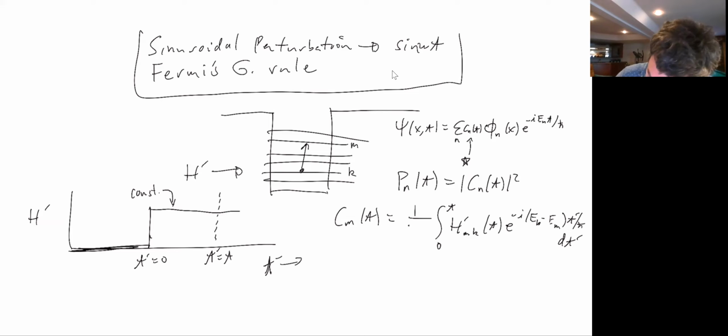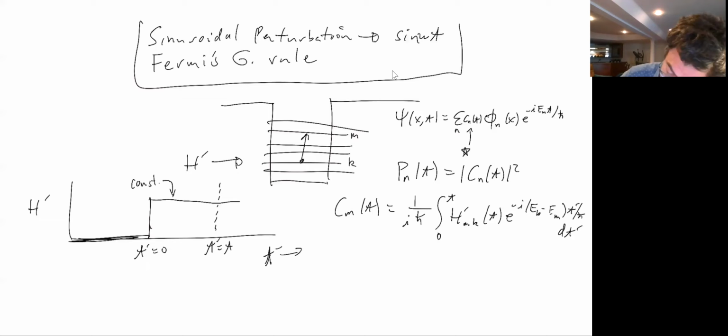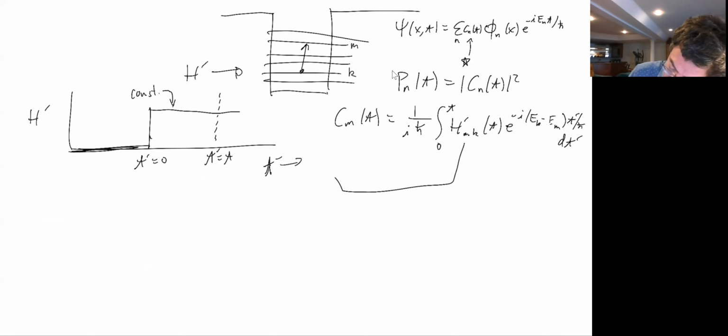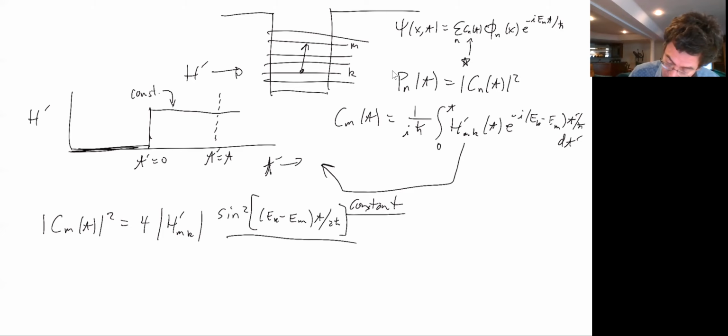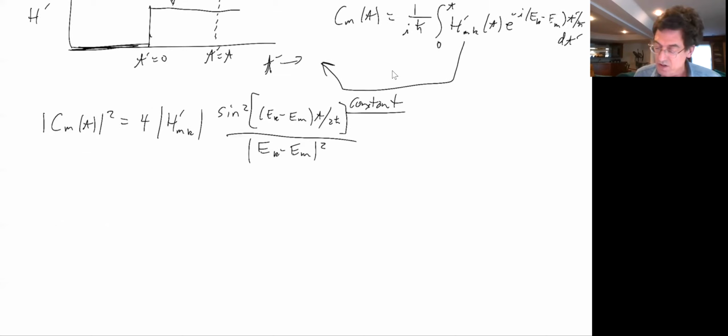Okay, and so then we see that if this is what our h prime looks like, a constant, except it's just turned on and off, then we did the integral and we saw that the probability to be in state m at time t is equal to 4 times the absolute magnitude squared of the matrix element connecting the initial and final state, times sine squared of (Ek minus Em) times t over 2 h bar, divided by (Ek minus Em) squared. Okay, and so that was the result that we got.